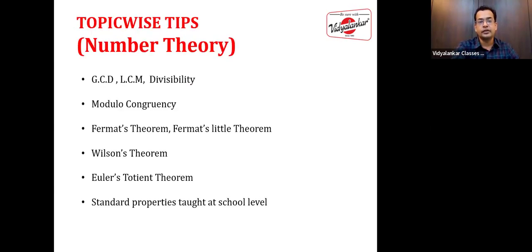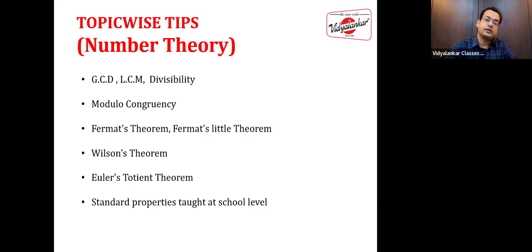Now, if you talk about number theory, what should you learn, what should you study? See, the GCD, LCM, and divisibility tests that you have done at school level, revise them once. Then there is one new concept in number theory which is most of the time not taught in school. That is modulo congruency. Okay, again, it's connected to divisibility and remainders and all. So modulo congruency you will have to read from your reference books of IOQM.